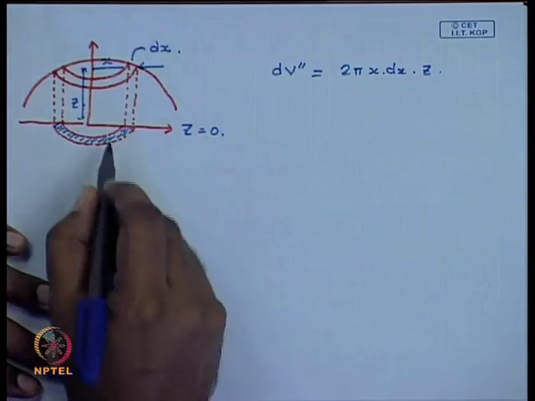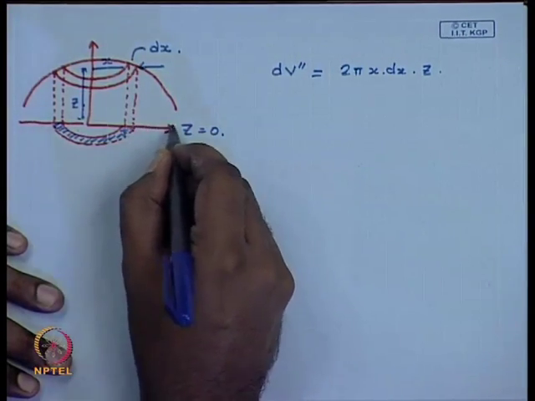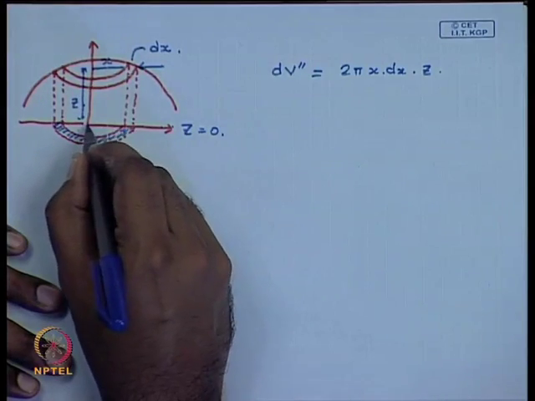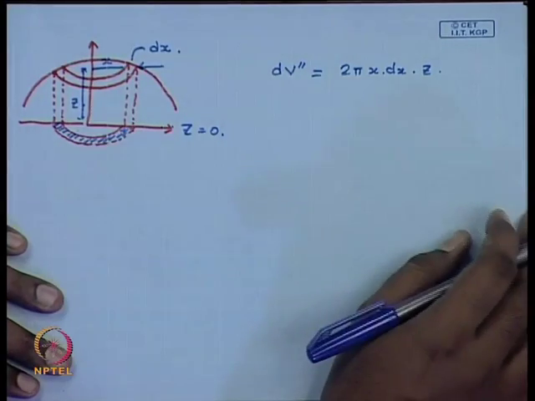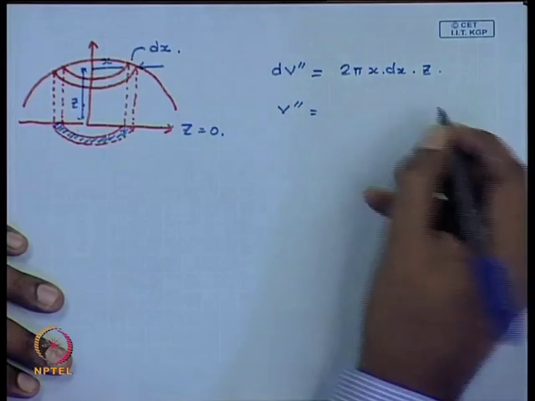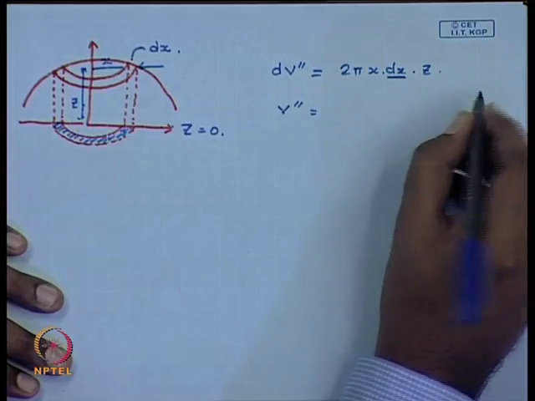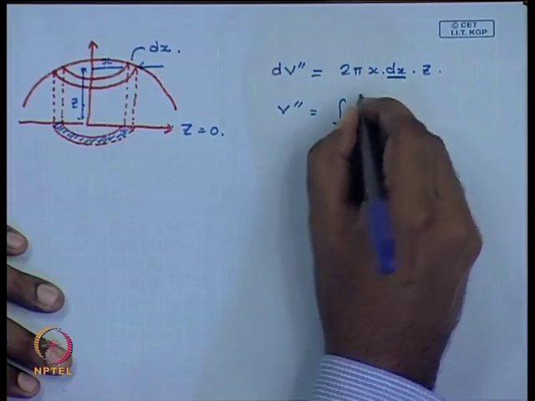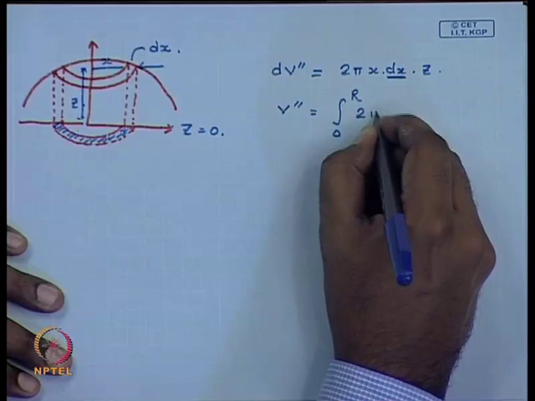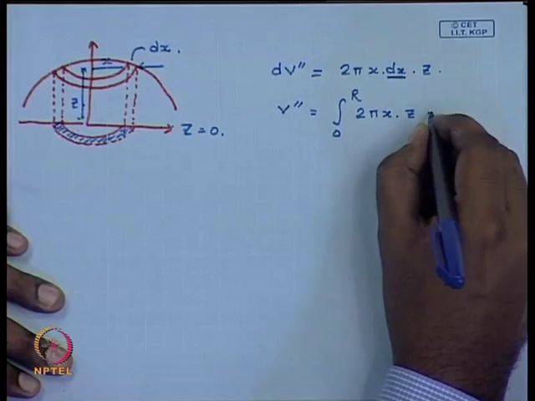Now, if you go on integrating or adding the volume of all such elements starting from here right up to here, then you can eventually get the total volume. Therefore, the total volume, again you see here the independent spatial variable is only dx. So, it turns out to be the integral from 0 to r of 2 pi x z dx.